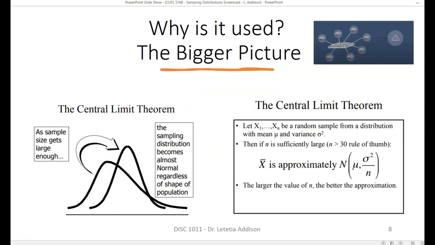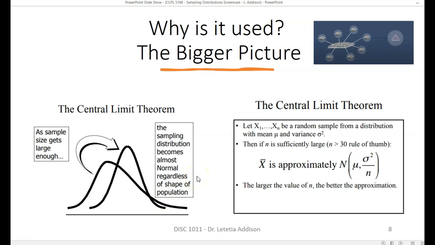So why is this used? What is the bigger picture of the sampling distribution itself? Well, as we see, as a sample size gets large enough, the sampling distribution becomes almost normal regardless of the shape of the population, and that was clear in our previous example. What does this mean in a mathematical context then?